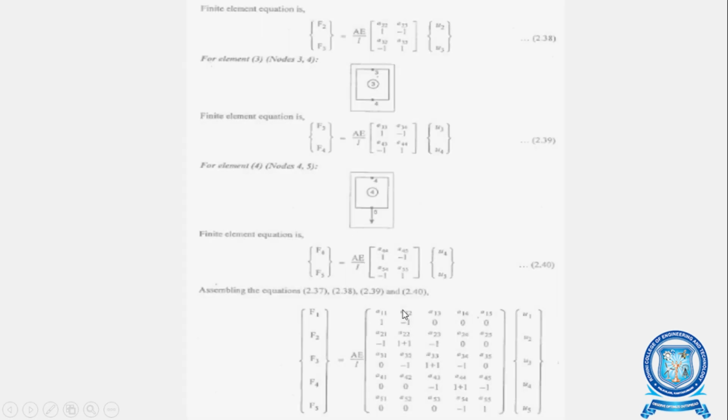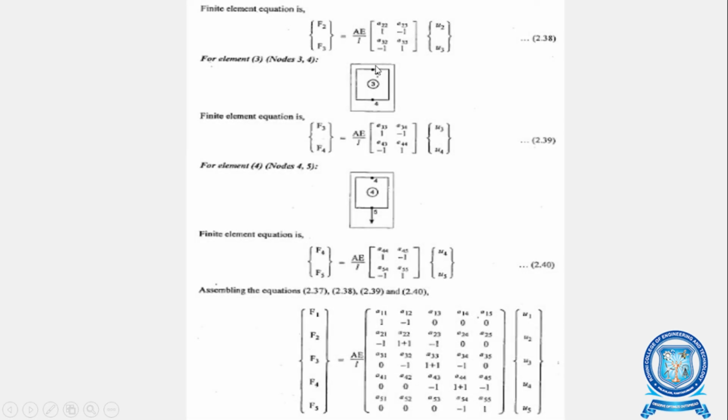For the second element also, F2 F3 is equal to AE by L [1 -1; -1 1] U2 U3. For the third element likewise, the equation changes to F3 F4 is equal to AE by L [1 -1; -1 1] U3 U4. For the fourth element, we have F4 F5 vector is equal to AE by L [1 -1; -1 1] U4 U5. Now we are going to assemble all the four equations as one.